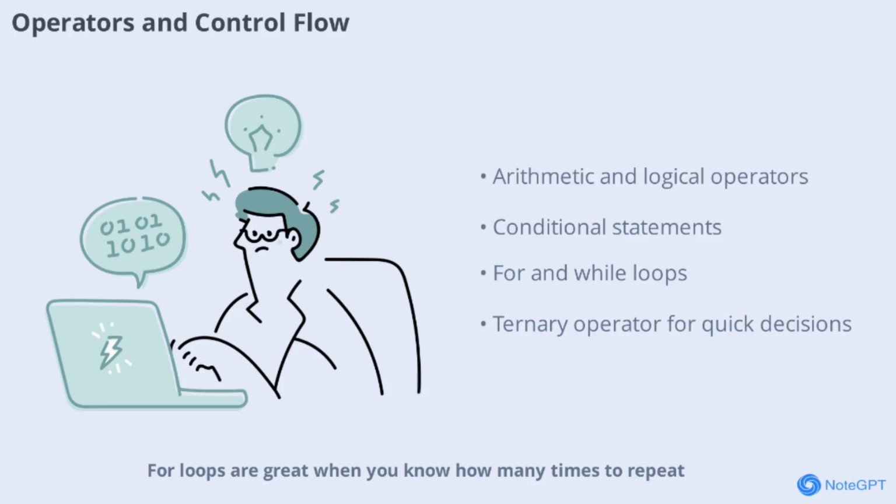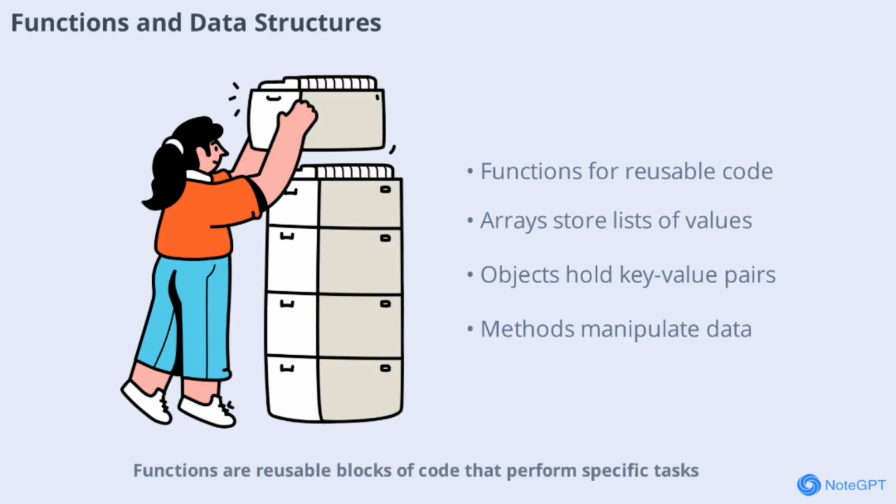For loops are great when you know how many times to repeat, while loops are better when the number of repetitions isn't known in advance. Mastering these tools lets you build logic that responds to different scenarios. Functions are reusable blocks of code that perform specific tasks. You define them with the function keyword and call them by name. Functions can take parameters and return values, making your code modular and organized.